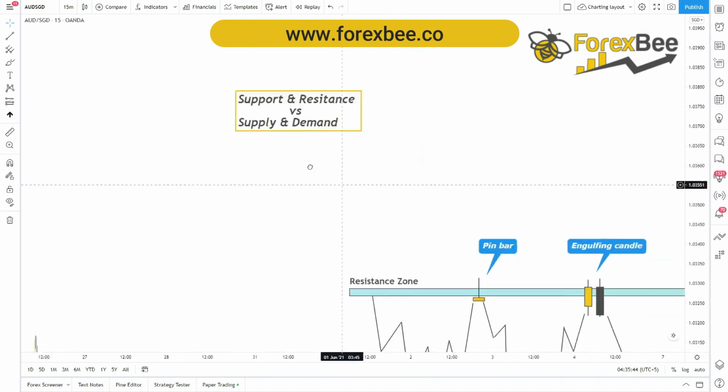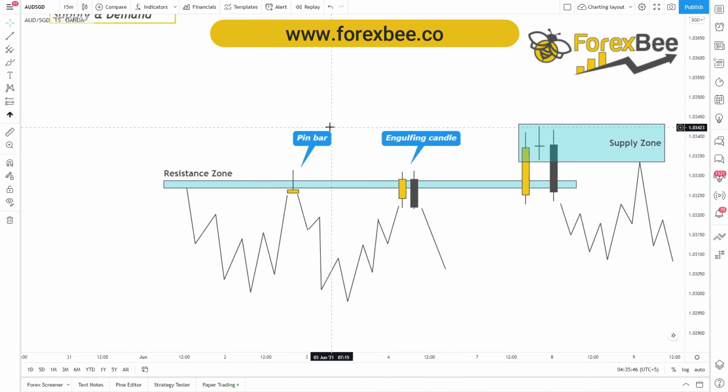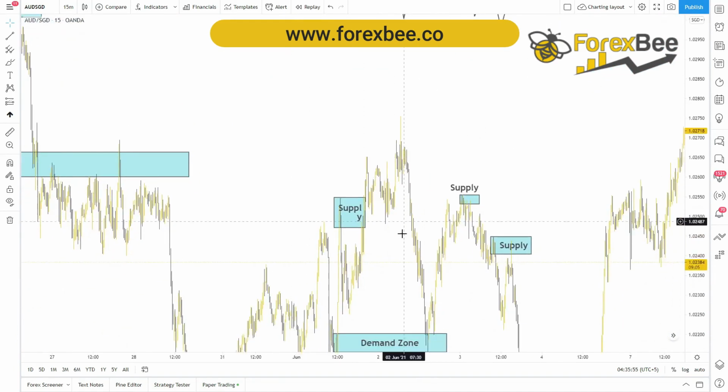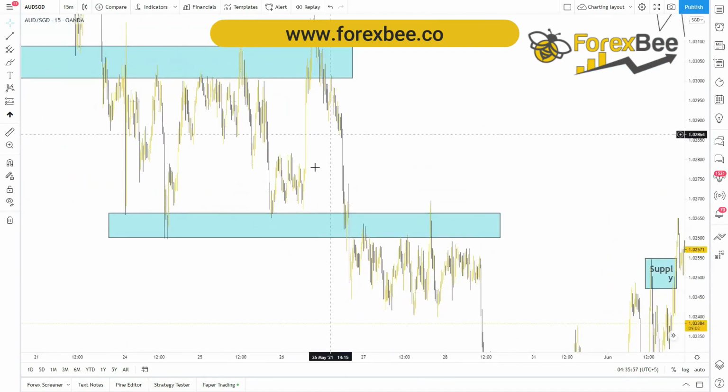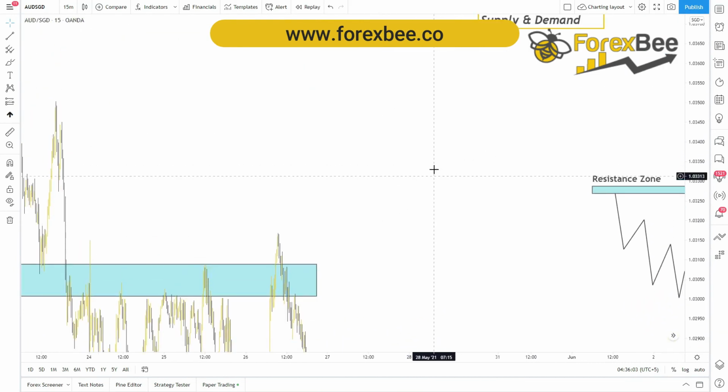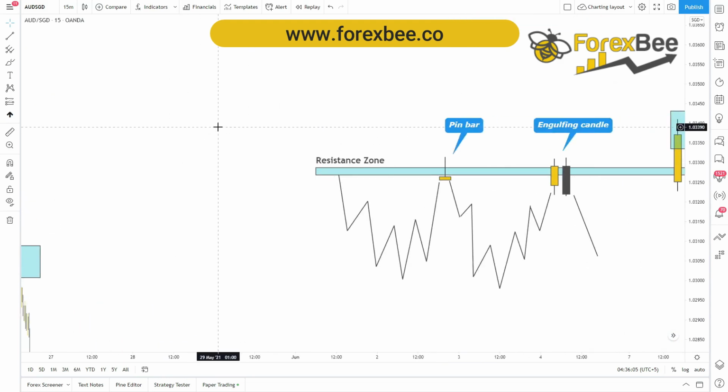In this video we're going to go over defining and explaining how support and resistance zones work and how supply and demand zones work. After that, we'll go over some examples of supply and demand and support and resistance zones so that you can understand both of them better and learn to differentiate between them in order to pick good trades.